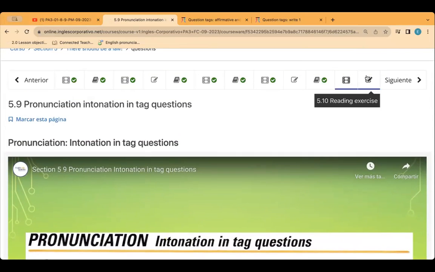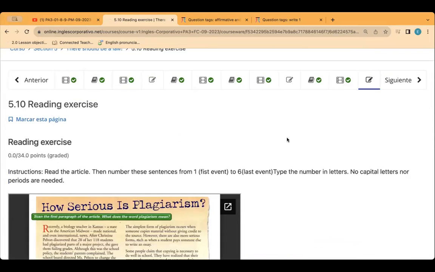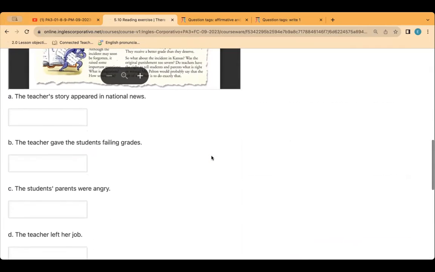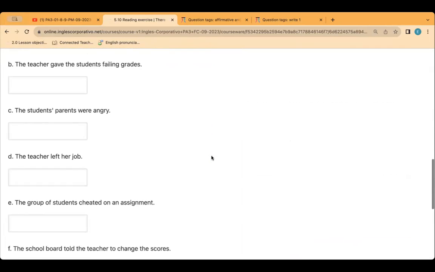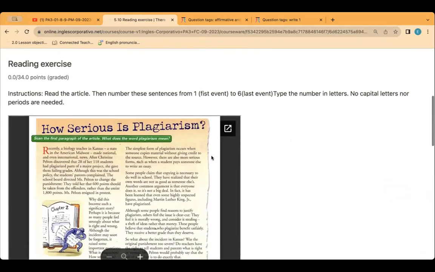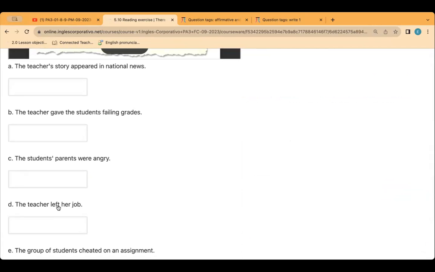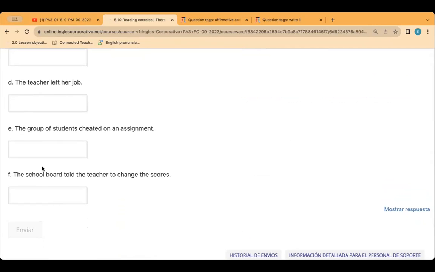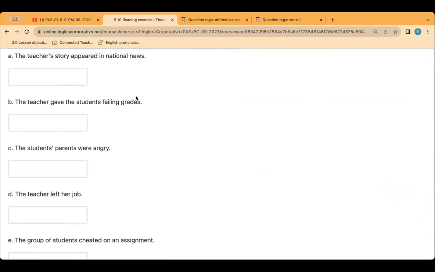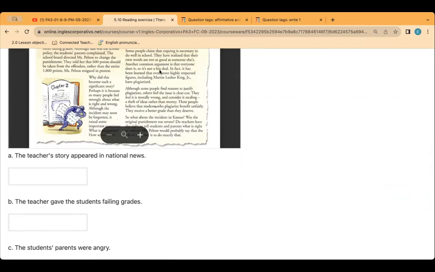Okay. Great. Now we have one final exercise, and this is a little bit about reading. Here we're going to read. But in this reading, we need to put the events in order. What happened first, second, third, fourth, so on, all the way to six. Here, the sentences are not in the correct order. We need to read the story, and then we're going to put them in the correct order.